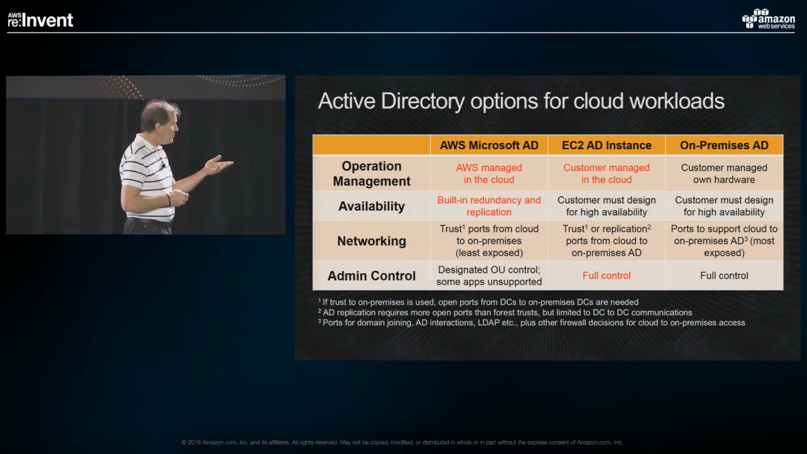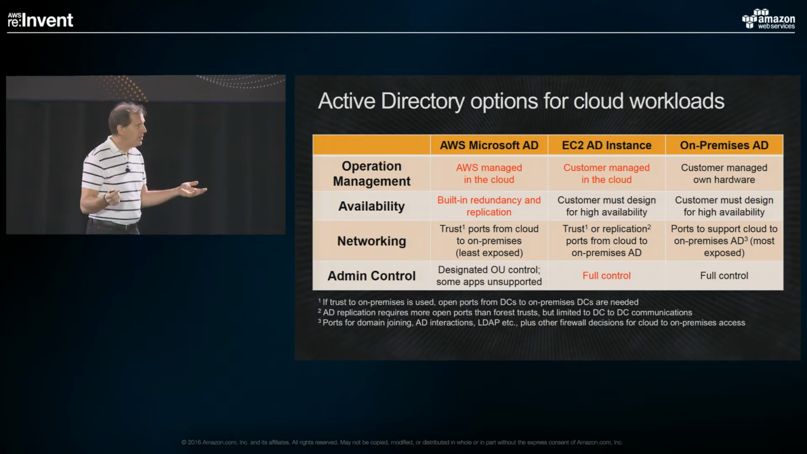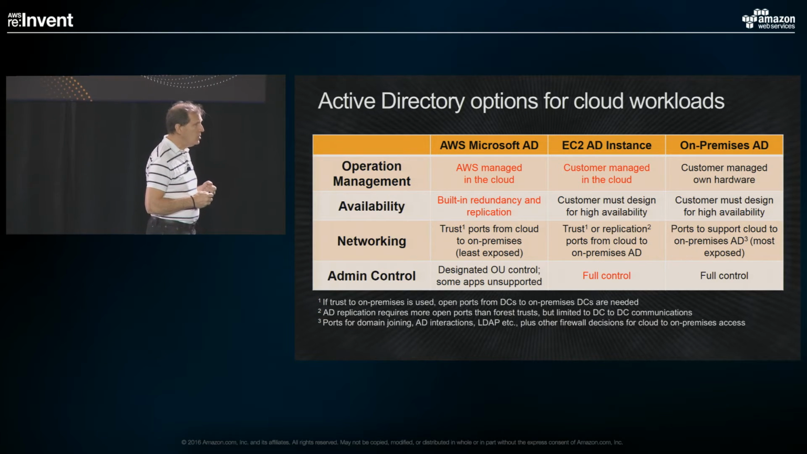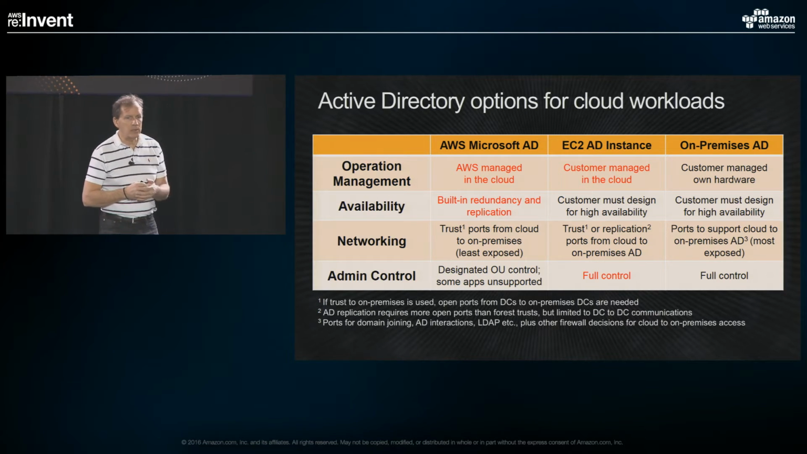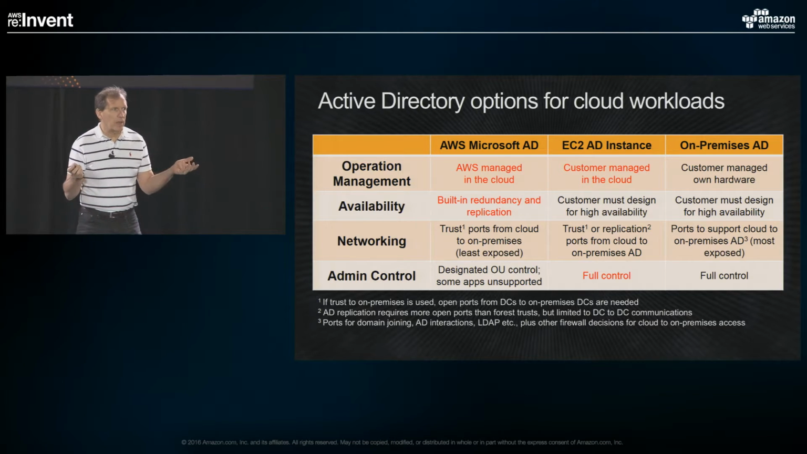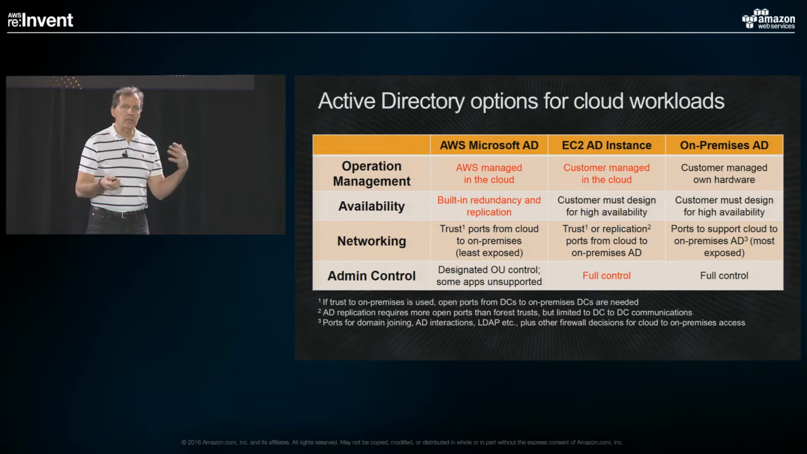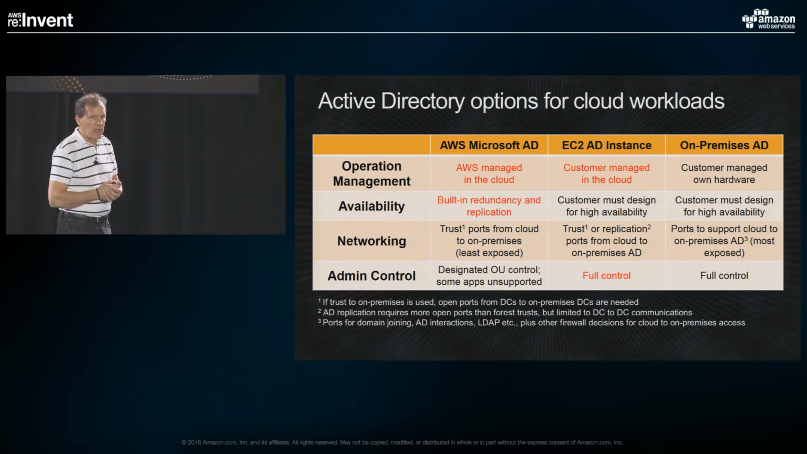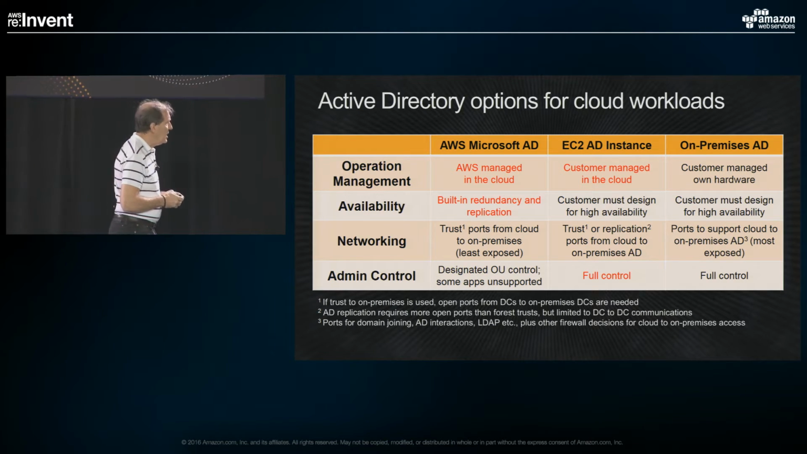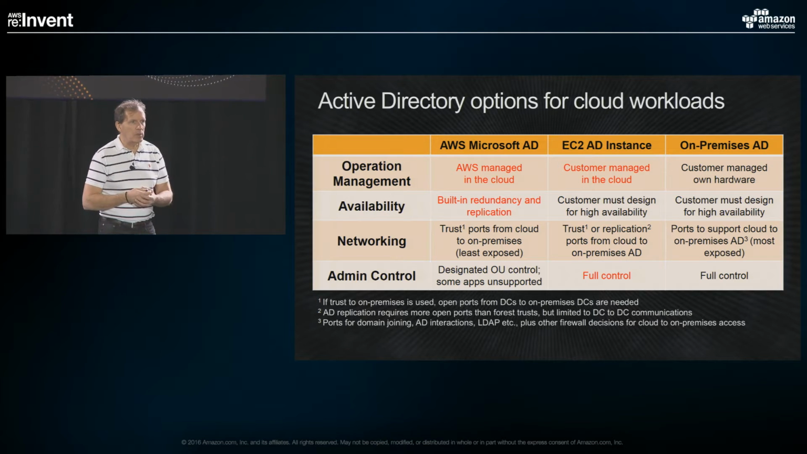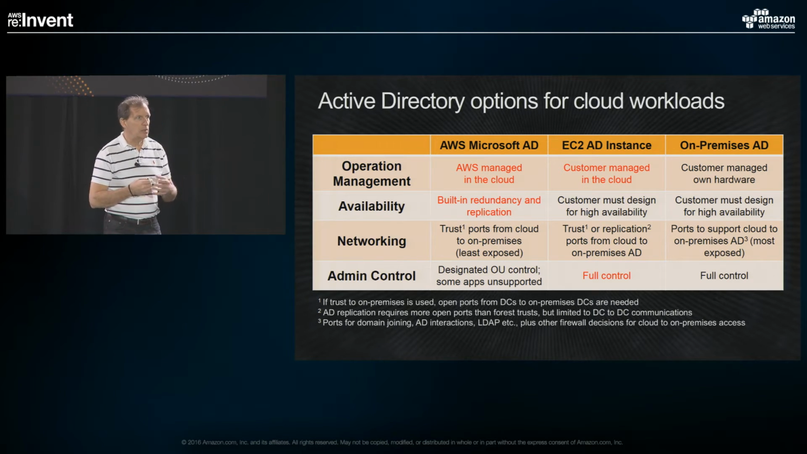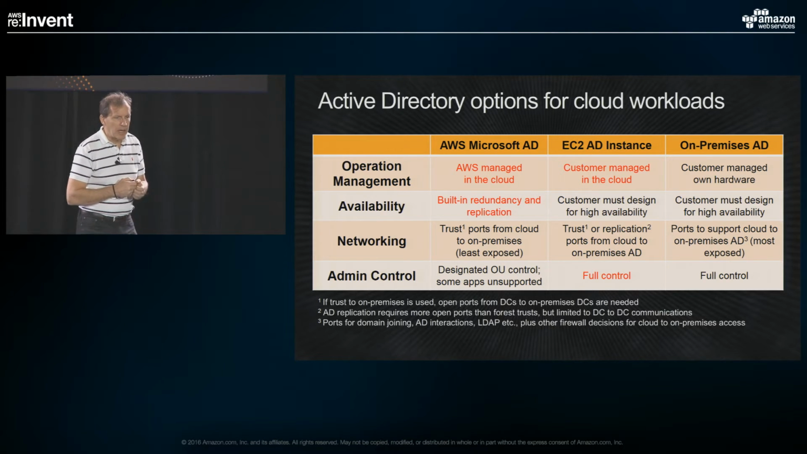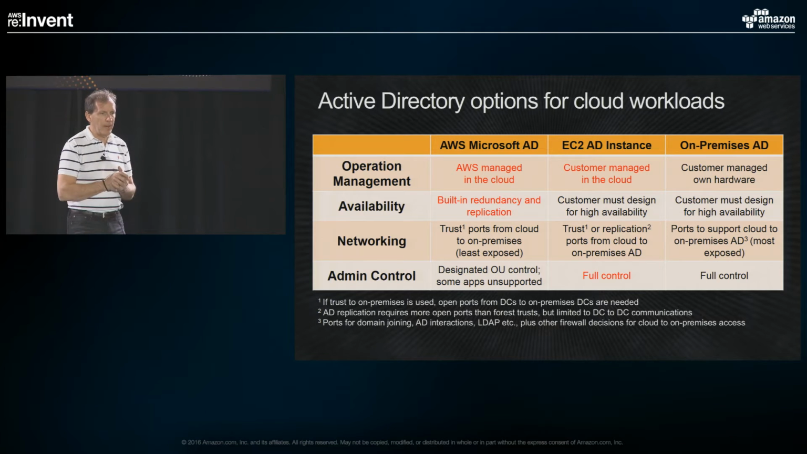For availability, on the on-premise, you have to do the availability strategy, the same in the cloud. So in the cloud, if you're running AD on EC2 Windows, you want to make sure that you've got a couple of availability zones in case a domain controller goes down or something happens with replication or something. In the case of Microsoft AD, we've already built that in. When you do the deployment, you get it in 2 availability zones like it was shown in the previous slide. And so you don't have to worry about that.